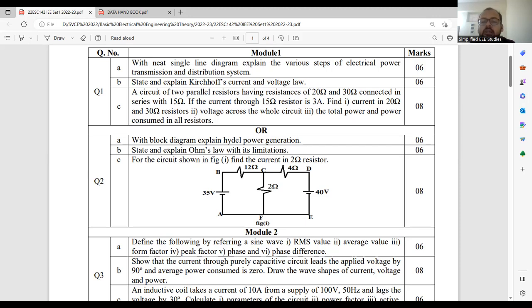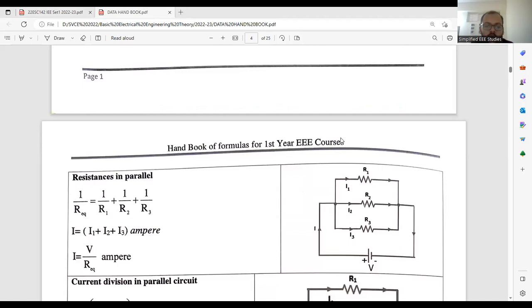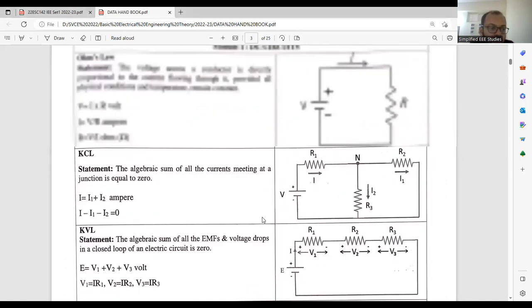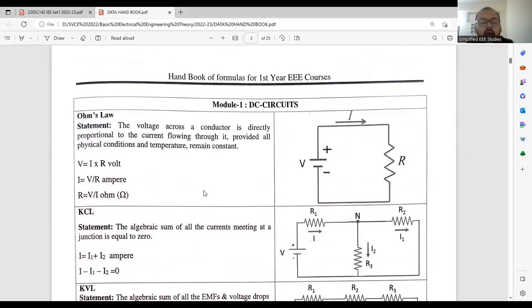So the same point is available in the data handbook. Okay, I will show you. What is our requirement is we require Ohm's law, right? So no issue. The direct question, direct answer is available here itself. So refer to the circuit diagram. A simple circuit diagram they have given, but not elaborated. Your job is to elaborate it.